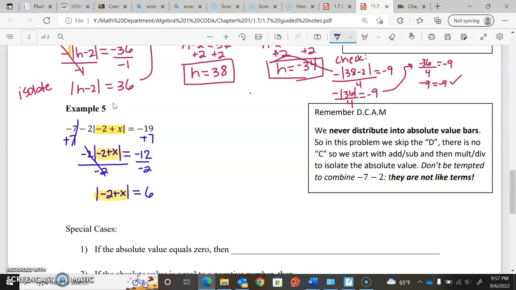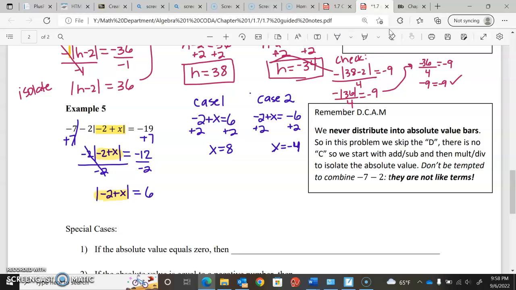So our first case, we can drop the absolute value bars and set equal to +6. Second case, drop the absolute value bars, set equal to -6. So this is our first case, this is our second case. And then we're solving for x, so we're going to add 2 to both sides. So x equals 8 on the first one. Add 2 to both sides over here. x equals -4.